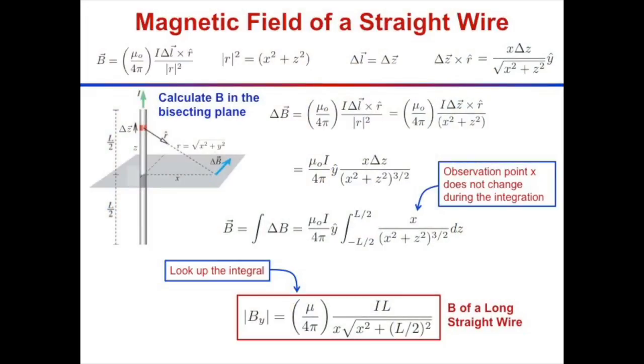I look up the integral in order to take it, and I get that the magnetic field there is mu naught over 4 pi I L over x square root of x squared plus (L over 2) squared. That's the magnetic field of a long straight wire. And I've put magnitude B here to remind us that it's in that y hat direction at that spot in space. So right here at this spot, a distance x along the x-axis, it points in the y hat direction. Do you have any questions about that?